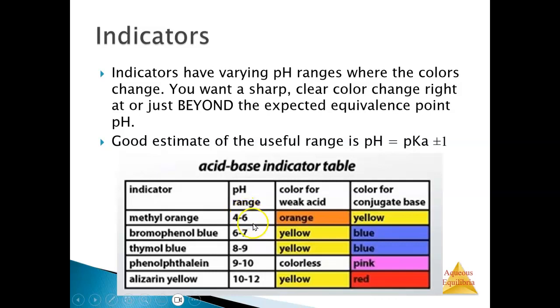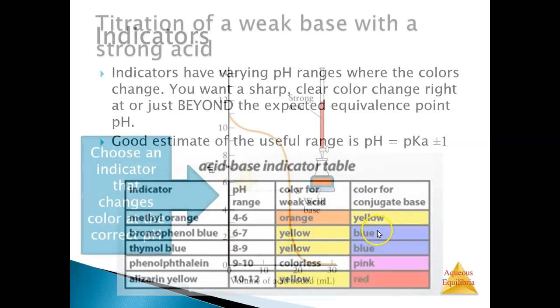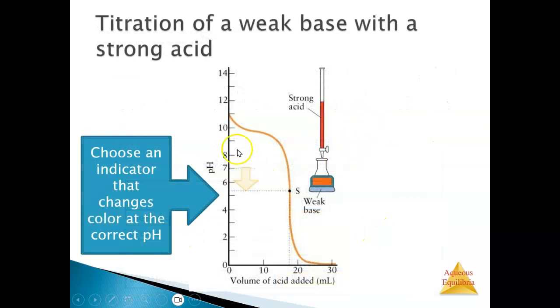If I'm looking at something where I'm expecting a pH to be below 7, if I'm titrating, say, a weak base with a strong acid, then I would not want to use thymol blue or phenolphthalein because those would change color too early. So just as a quick example, let's look at this last one. I have a pH at my equivalence point here at about, say, 5.25-ish. Not quite 5.5, maybe we'll say 5.25, 5.3.